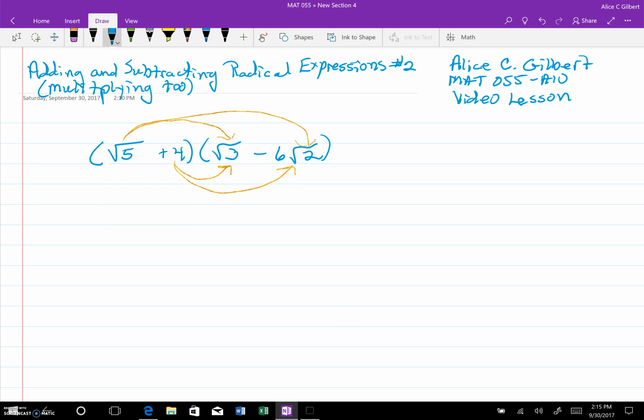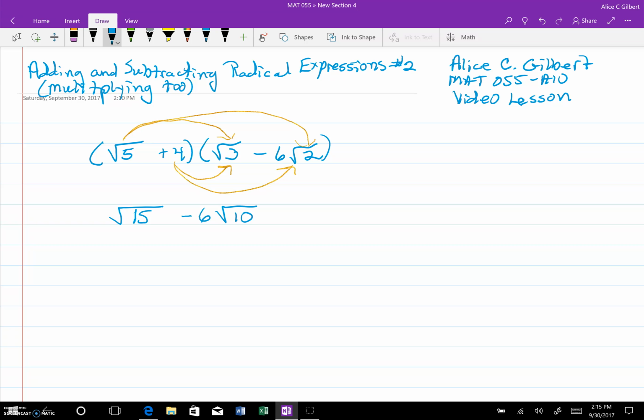So now we've got the square root of 5 times the square root of 3. Because they're both square roots, we can multiply. I only need to worry about the indexes. Unlike when we're adding, where I need to worry about what's underneath as well, if we're multiplying, I just need the indexes to be the same. So that's the square root of 15. Then I've got the square root of 5 times negative 6 times the square root of 2. So that's going to be negative 6 times the square root of 10. Take a minute, make sure you understand why.